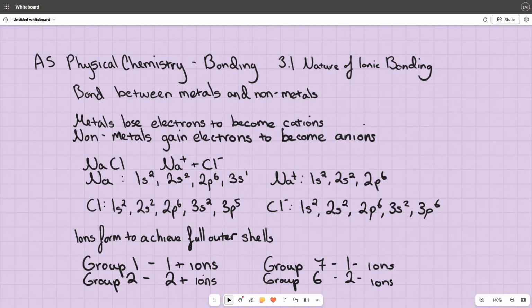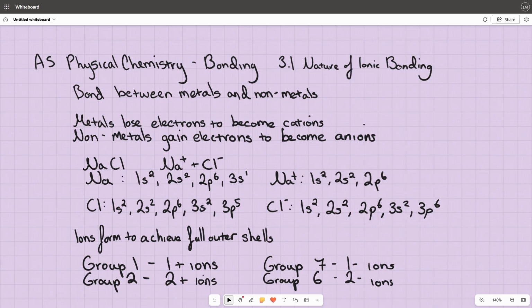So we have Na, which is 1s2, 2s2, 2p6, and 3s1. Then when it becomes Na+, it loses an electron, so it becomes 1s2, 2s2, 2p6. And then we see this for chlorine, but the other way around, so it gains an electron, so instead of being 3p5, it becomes 3p6. And the goal of ionic bonding is to achieve full outer shells.